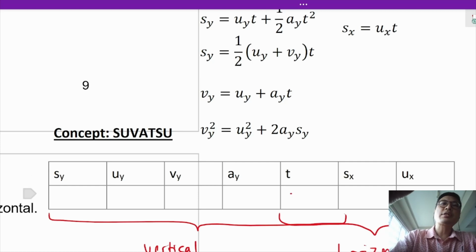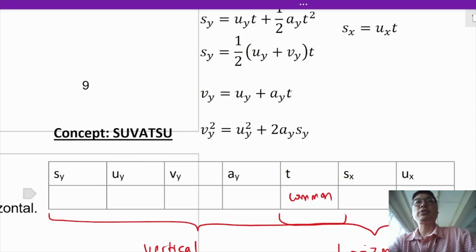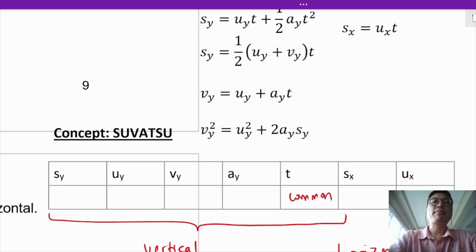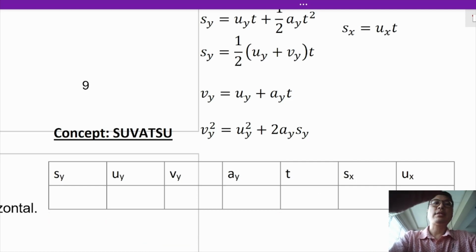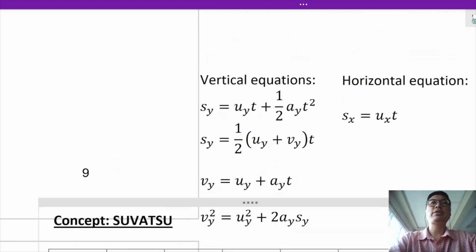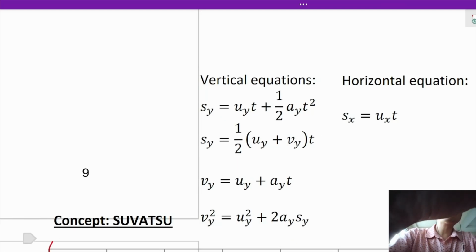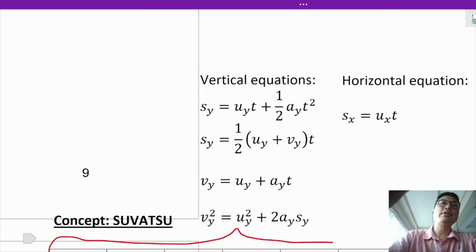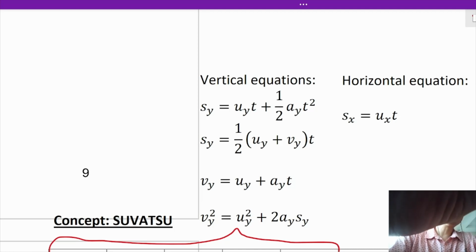Now, the t is a common variable between the two. So very commonly for suvatsu questions or parabolic motion questions, we want to find t. Okay, so let's take a look at the equations to be used in the vertical side of the house. This side will use the vertical equations. You need 3 of 5 data.